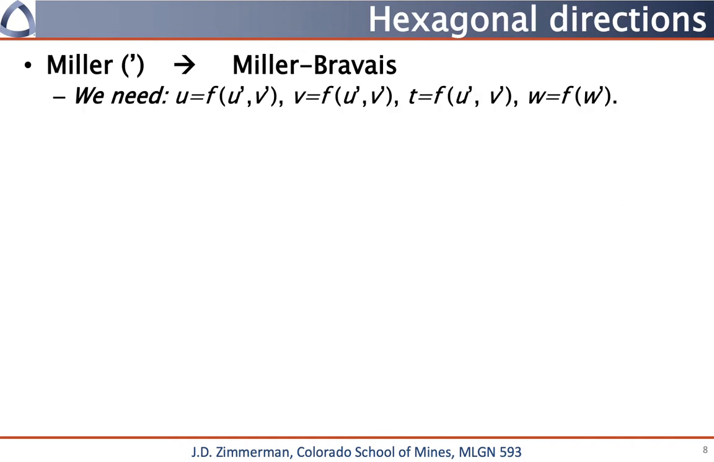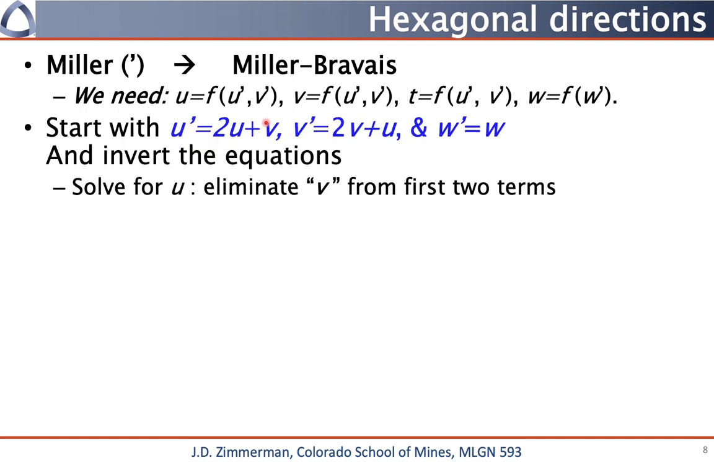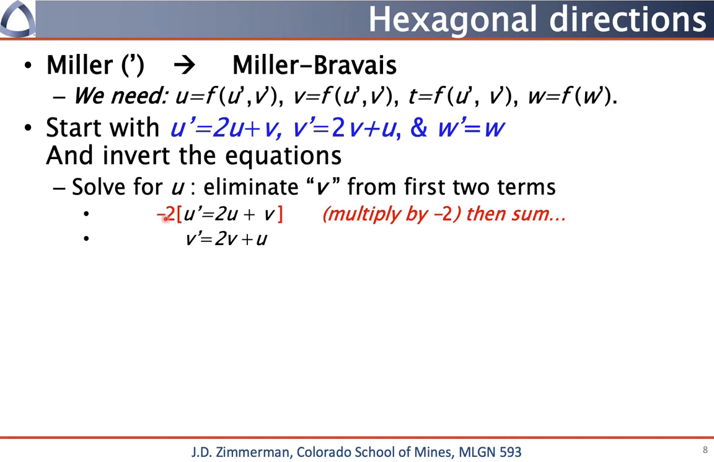Now, if you want to go from Miller notation back to Miller-Bravais notation, you need to flip this so that you have u as a function of u prime and v prime, or v in terms of u prime and v prime, etc. So we're going to start with the relationships we built on the last slide, and we need to solve these for u. The way we can do this is to take these first two equations and solve for u by eliminating v. So we'll take the first one, multiply it by negative 2, and add the second. You get that minus 2u prime plus v prime is minus 3u. We divide by minus 3 to get u by itself, and you get u is 1 third of (2u prime minus v prime).